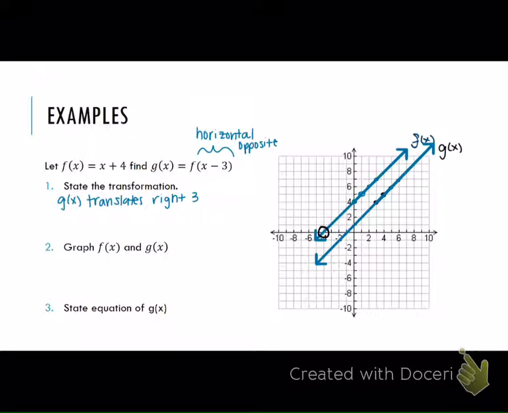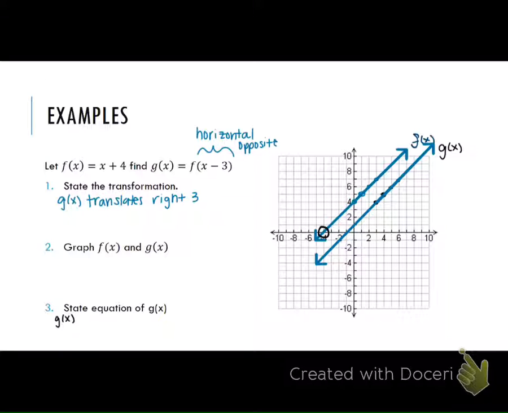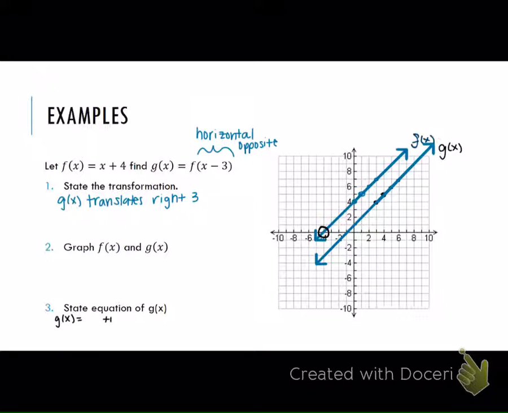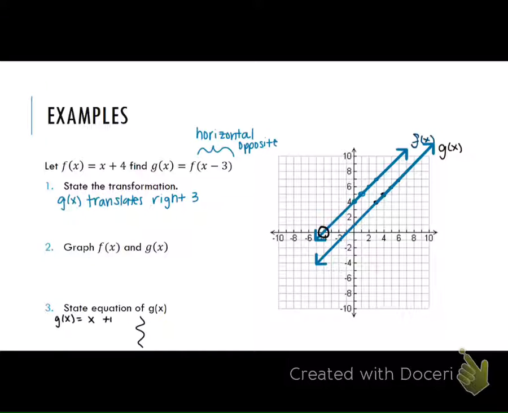So we graph both of them. What is the equation of g of x from the graph? Well, it starts at 1, and it goes up 1 over 1, so you're at just x plus 1. So that's how you would do that from the graph. How about algebraically? What do you guys notice about this? This is inside of it, right? So remember when it's inside, it's an input. Do you guys remember me saying that?